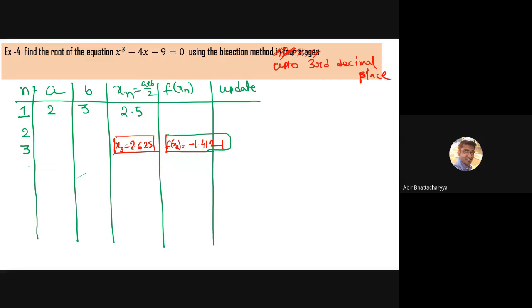Good. Next step, I want the answer at the sixth iteration. I want to know what is updated A, what is updated B at the sixth iteration. What is x_n and what is f of x_n at the sixth iteration. Do accordingly, calculate and tell me at the sixth iteration. This box you have to fill up. I'm waiting for you.